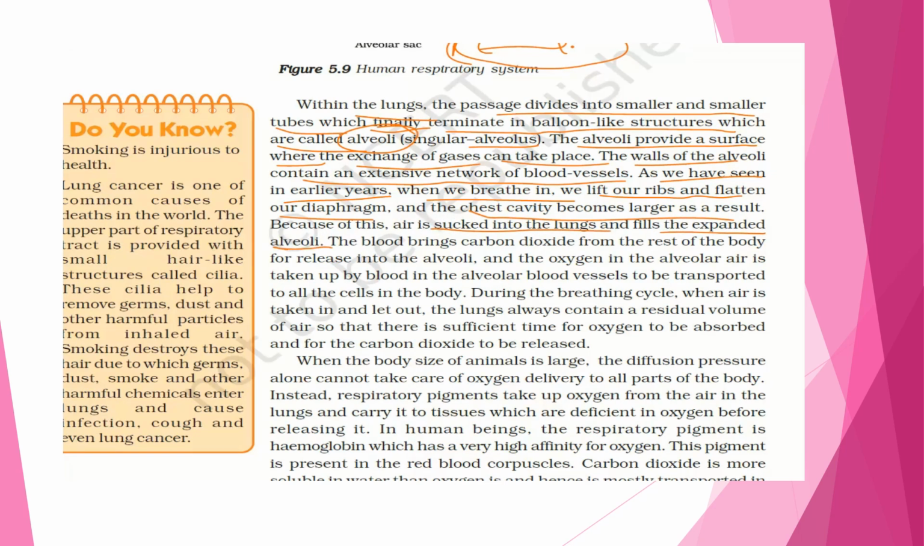The blood brings carbon dioxide from the rest of the body and releases it into the alveoli. And the oxygen in the alveolar air is taken up by the blood. So the exchange takes place here. And through the blood vessels, the oxygen is transported to all the cells of the body. Is it clear to everyone till here?